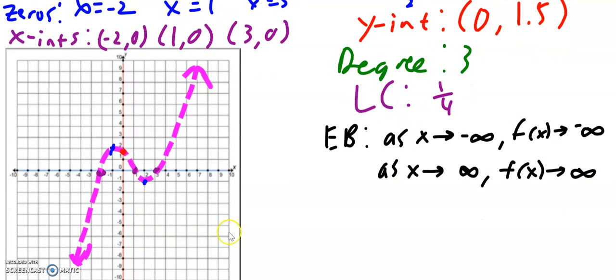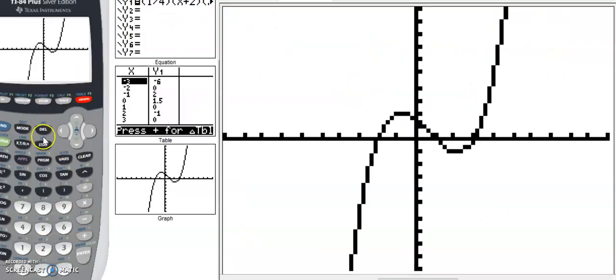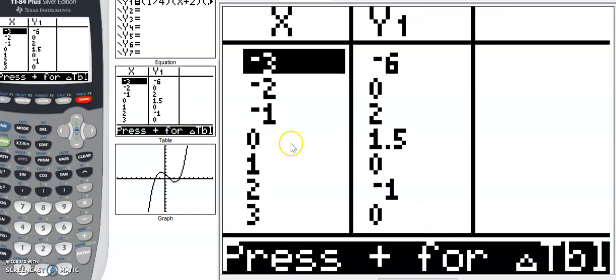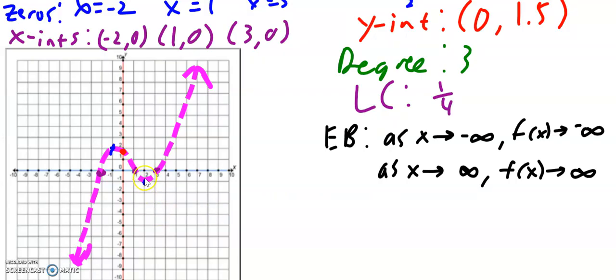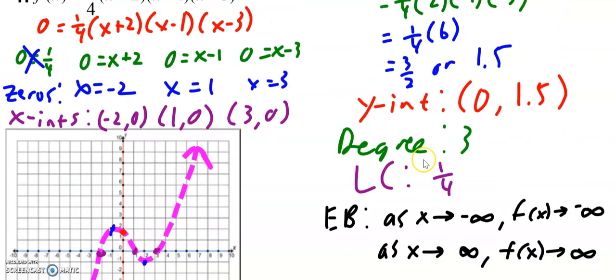Now, just for fun, I also confirmed this on my calculator. So you can see my calculator here. And I can see on my table in the calculator, I also have the points -1, 2, and 2, -1. So to make my graph a little bit more accurate, I plotted those points as well.